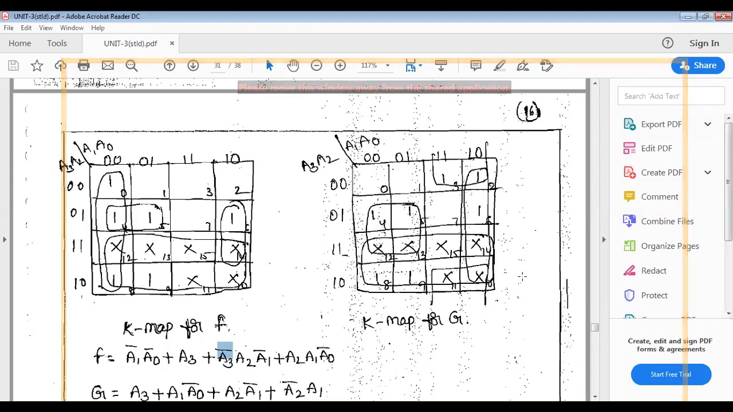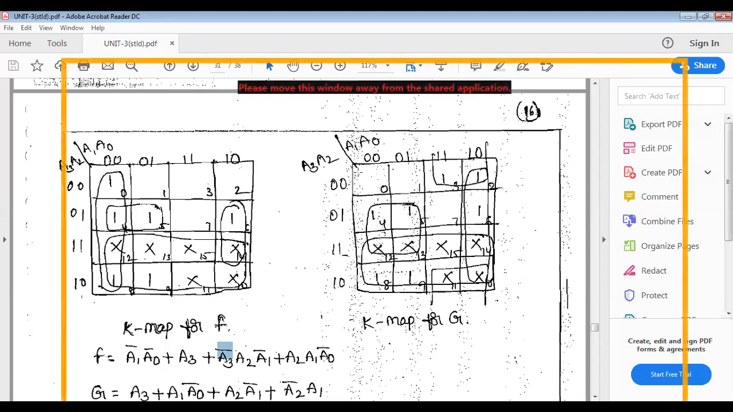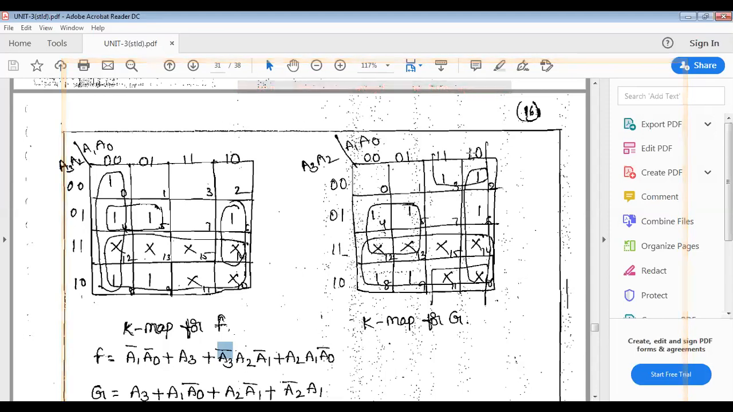Following that, for the 8-box combination, what is the value? We'll get A3. That is the first term in the G. And for this 4-box combination, A2, A1 bar, that is the third term. And for this 4-box combination, correspondingly you can see A2 bar, A1, that is the fourth term. And for this vertical 4-box combination, A1, A0 bar.